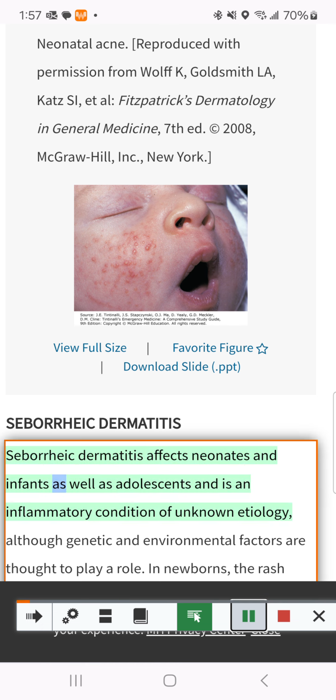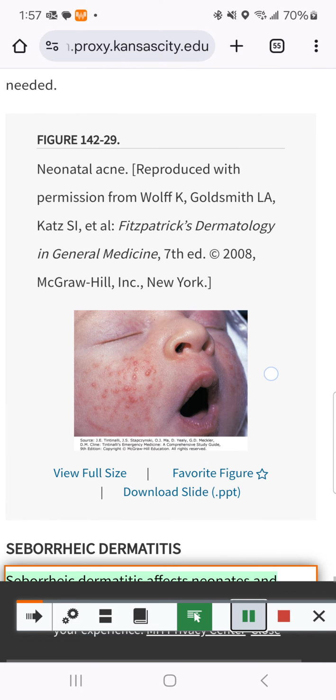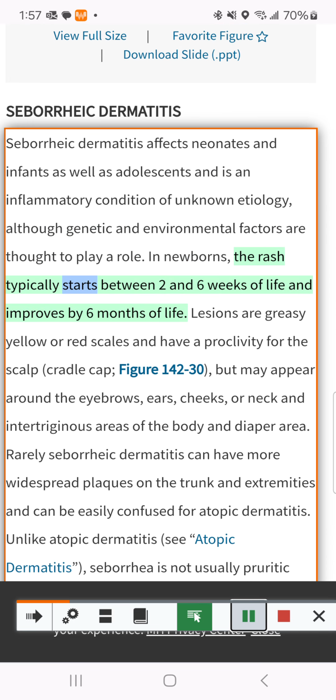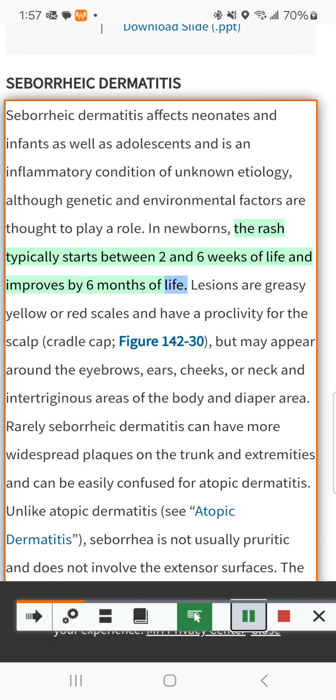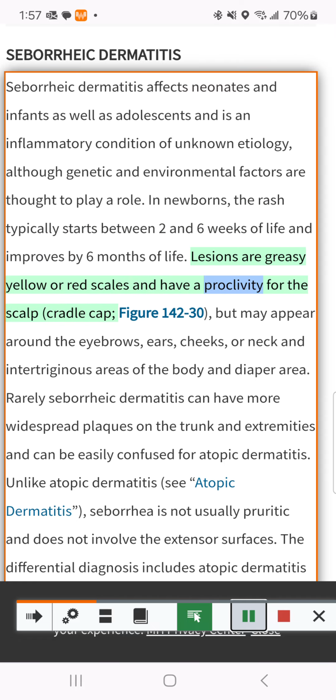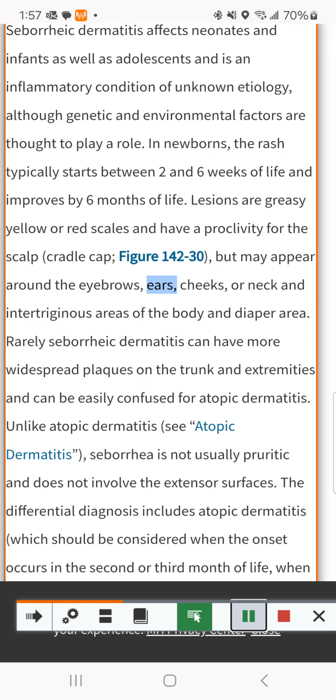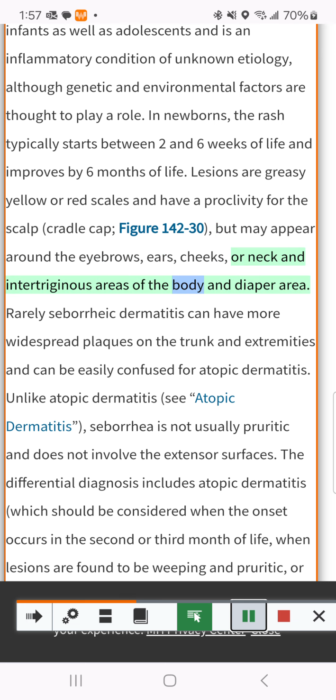Seborrheic dermatitis affects neonates and infants as well as adolescents and is an inflammatory condition of unknown etiology, although genetic and environmental factors are thought to play a role. In newborns, the rash typically starts between 2 and 6 weeks of life and improves by 6 months of life. Lesions are greasy yellow or red scales and have a proclivity for the scalp, cradle cap, Figure 142-30, but may appear around the eyebrows, ears, cheeks, or neck and intertriginous areas of the body and diaper area.